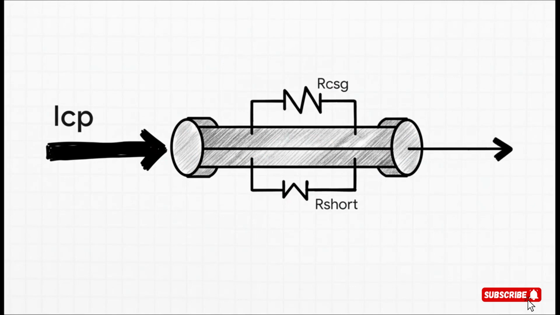So you might be asking, just how bad is a short really? To get a handle on that, we have to think like an electrician for a second. We have our total protective current, which we call ICP, and it has two places it can go.